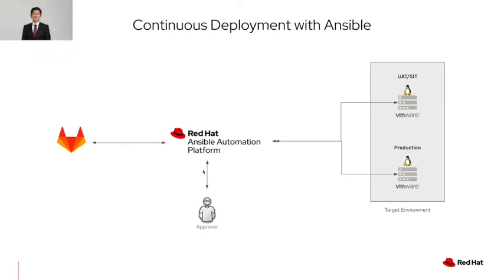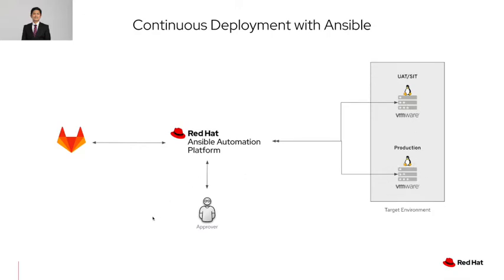Hi everyone. In this demo, I will show how you can automate and continuously deploy a simple Node.js application with the Red Hat Ansible Automation Platform. I have the target environment on the right, where my web application will run. This target environment consists of UAT, SIT, and production virtual machines.